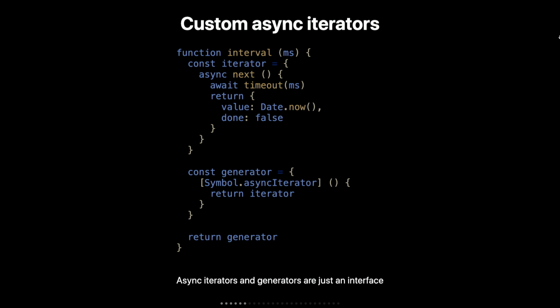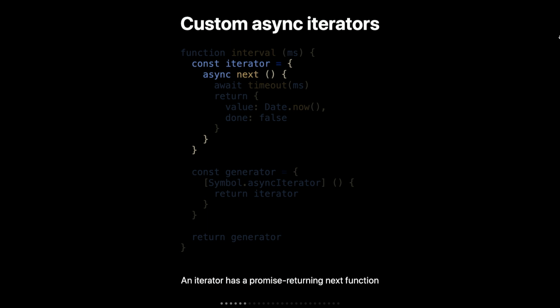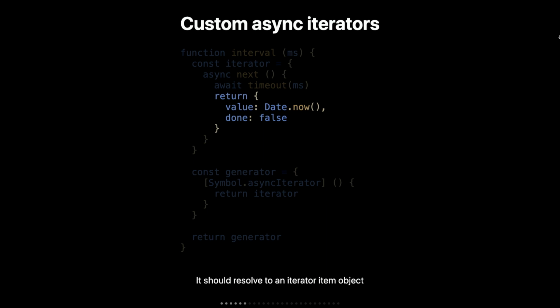An async iterator is just like an interface. It's an object that has a next function which returns a promise, and that promise should resolve to this form of object that has whatever the current value is and a done flag. And when it's done, you can't return a value or it just won't understand it properly. So you need to make sure you emit a separate done object at the end.